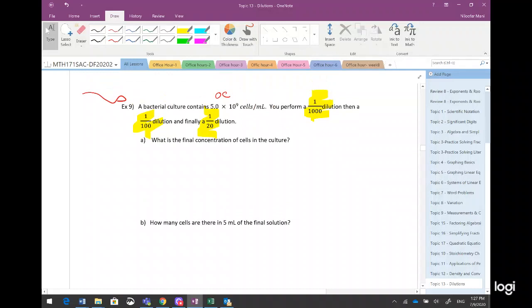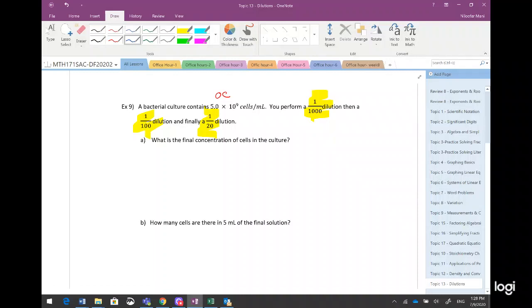Okay, so this question here, I can do that. Let me see. A bacterial culture contains this many cells per milliliter. This is concentration. Okay, so you perform a 1/1000 dilution, a 1/100 dilution, and a 1/20 dilution.